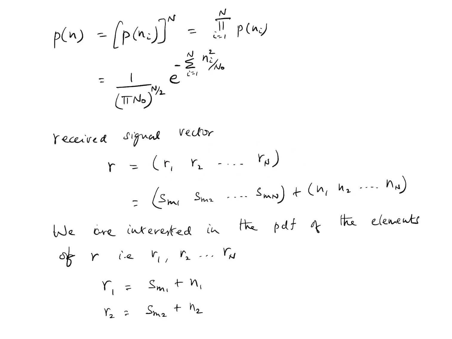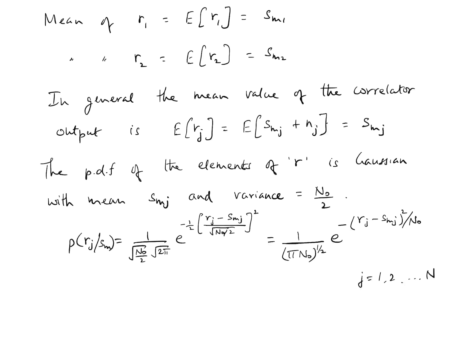So the elements of the received signal vector are going to have a Gaussian distribution, with the mean value equal to these element values. The variance of these will not be affected because there is no multiplying effect here. So the variance of the received signal vector would be the same as the variance of the noise vector, which is N naught by 2. So we'll elaborate that a bit more here.